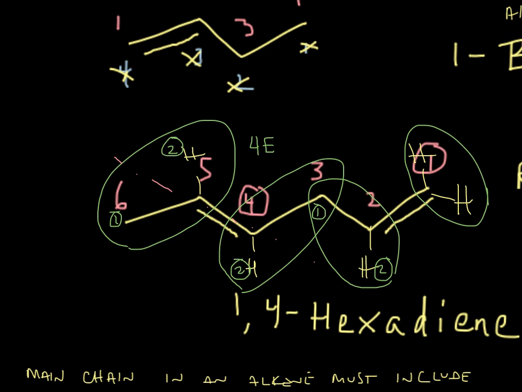So the way that we would amend this name is that we would stick the E in after the 4. Oh, I see what I did there. And so we would have 1,4-E hexadiene. Likewise, if we had a letter for number 1, we would say like 1Z4E hexadiene.